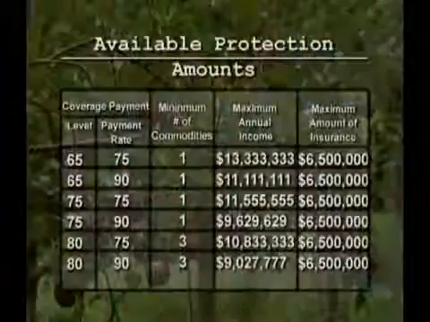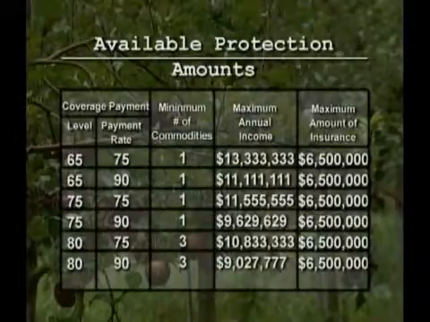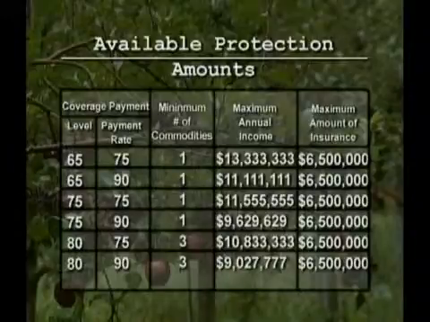What are the dollar amounts available for AGR? This is going to be based on the coverage level and the payment rate that you select, but the maximum amount of insurance that can be covered is $6.5 million. So based on the coverage level and the payment rate selected, that can vary anywhere from $9 to about $13 million.